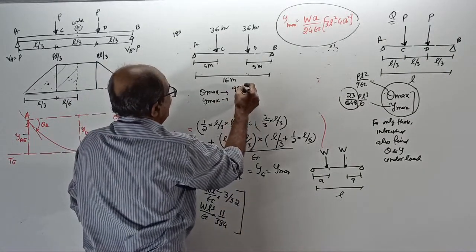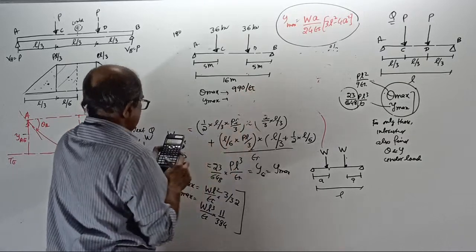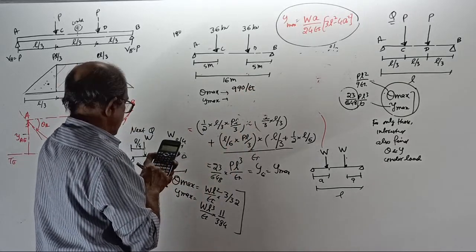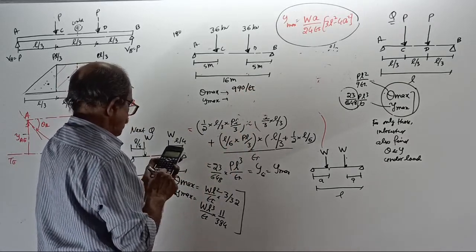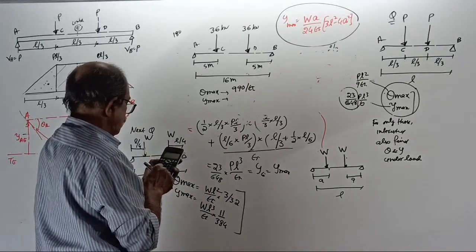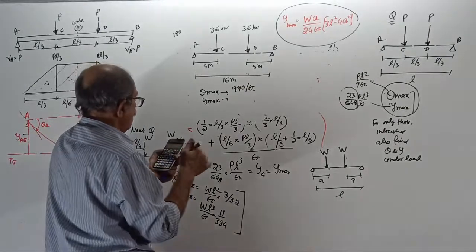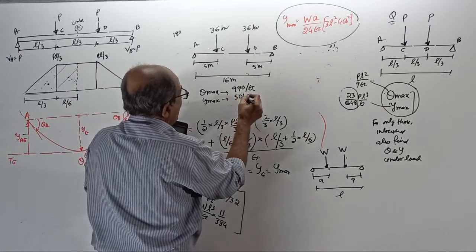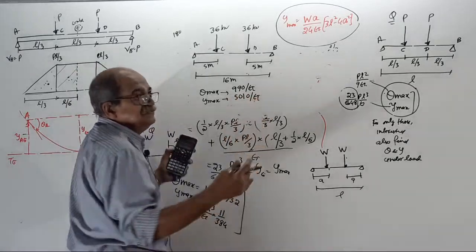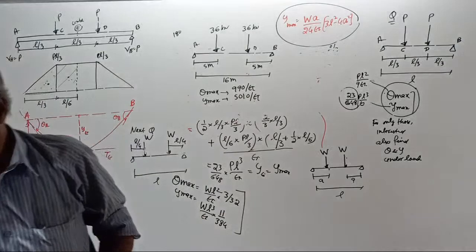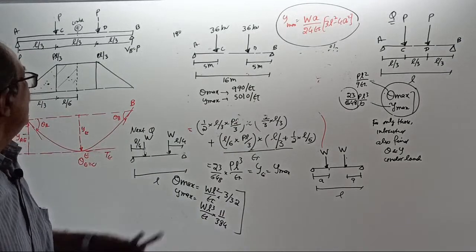990 by EI. Deflection is half into 5 into 180 into 2 by 3 of 5, plus 3 into 180 into bracket 5 plus 1.5, which is 5010. See, that's all it takes. That's all it takes to solve, if you imagine correctly. See how I did it.